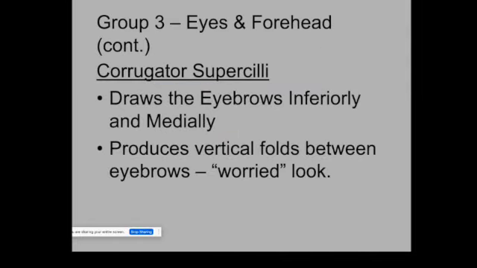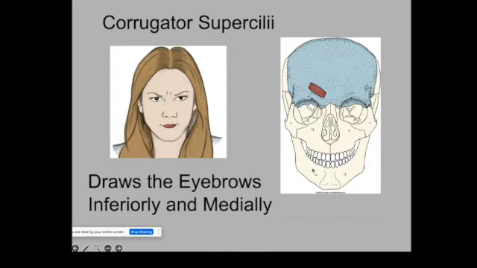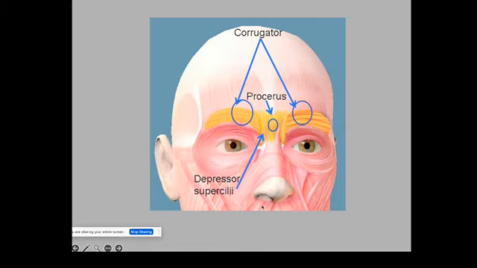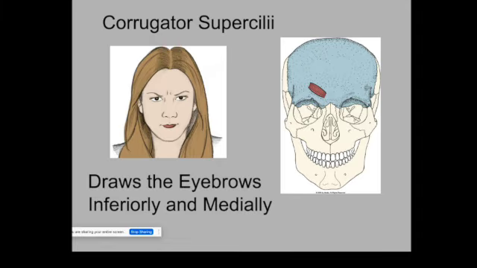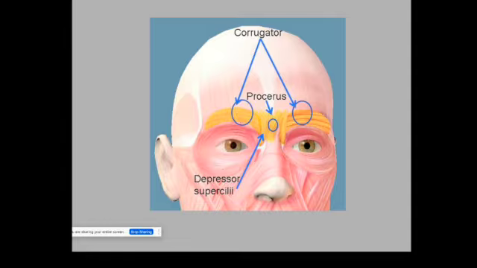Procerus. There's a muscle called the corrugator supercilii, draws the eyebrows inferiorly and medially, produces the vertical folds between the eyebrows, the worried look. You see that? That's called the corrugator supercilii. Draws the eyebrows inferiorly and medially. And here's another picture of that. The eyebrows inferiorly and medially. The corrugator. And here's the procerus in the middle.